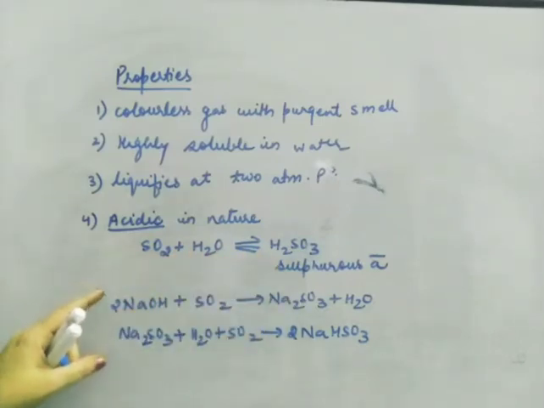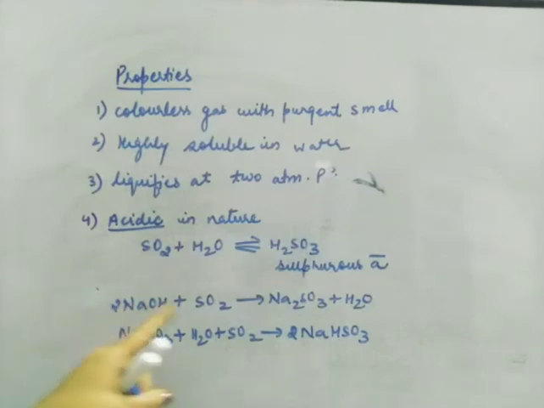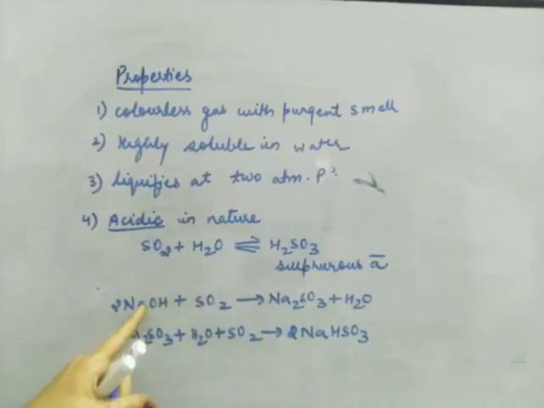This reaction also confirms the acidic nature of sulfur dioxide, because when sulfur dioxide is passed through NaOH solution, we get sodium sulfite, and if excess sulfur dioxide is passed, we get sodium bisulfite. So since it is reacting with a base and forming a salt, what is the nature of sulfur dioxide? It is acidic in nature.